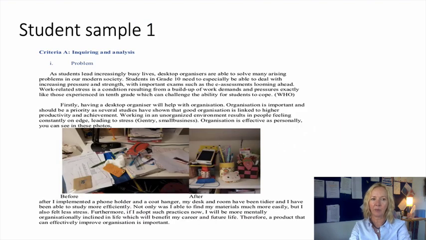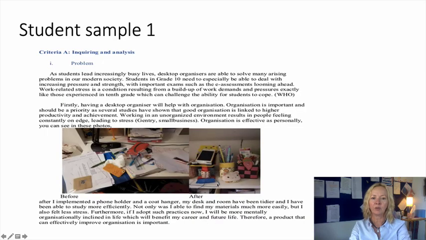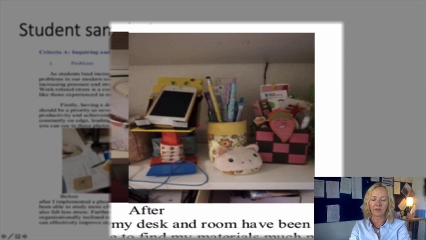And here's an example of a past student's work. You can see they've put a before photo of their study area. It's creative, but it doesn't maybe look very productive. And afterwards, this is how their study area looks.